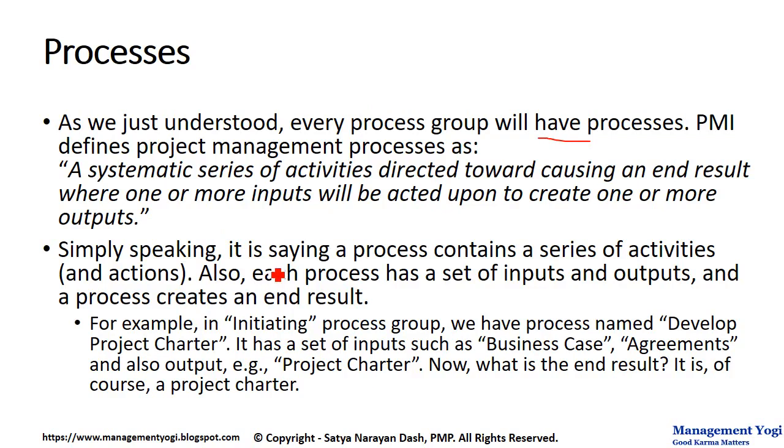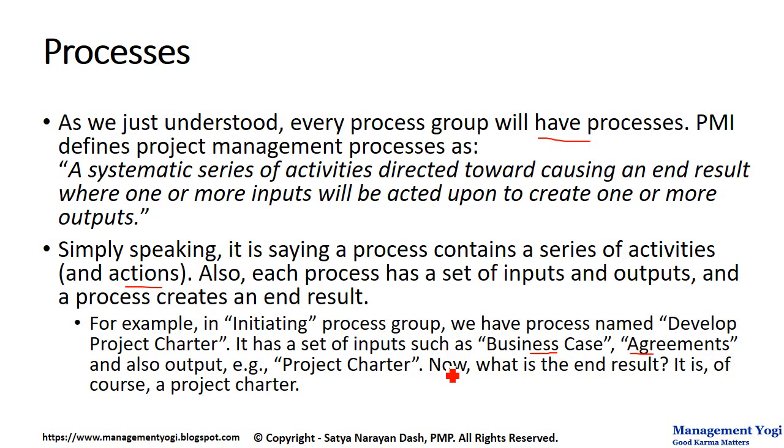Simply speaking, it is saying a process contains a series of activities or actions. Also, each process has a set of inputs and a set of outputs. And a process creates an end result. For example, in the Initiating Process Group, we have a process named Develop Project Charter. It has a set of inputs such as business case, agreements, and there is an output called Project Charter.